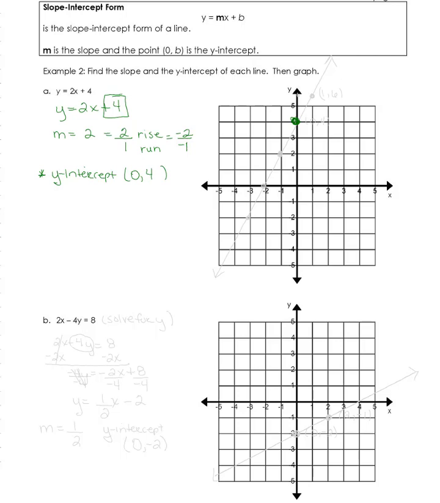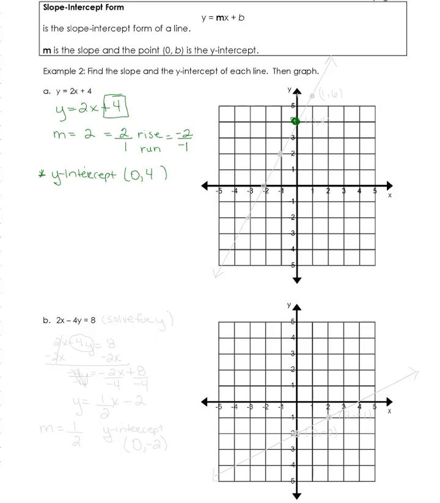From there, initially, we're going to rise 2. That means we can only go up or down, and because 2 is positive, we're going to go up. From (0, 4), you count 1, 2, and then we're going to run 1. Because 1 is positive, we can only go left to right. We're going to go positive 1 to the right. So here's our second point.